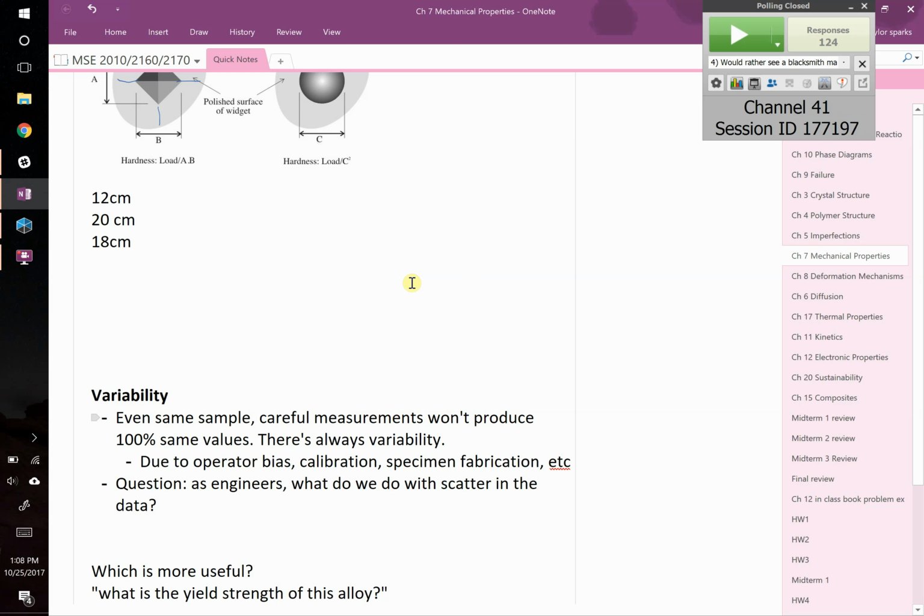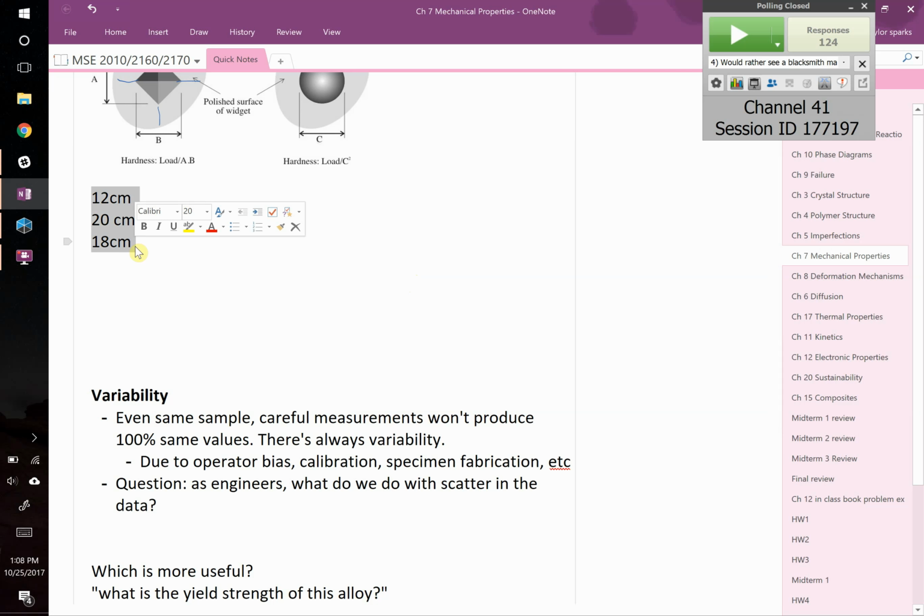You're going to definitely give them an average, right? With these, you could take the average of these 3: 12 plus 20 plus 18, divide by 3, and you'd have an average of 16 or something, right? So that'll help. An average is certainly a good place to start. What else can we do?